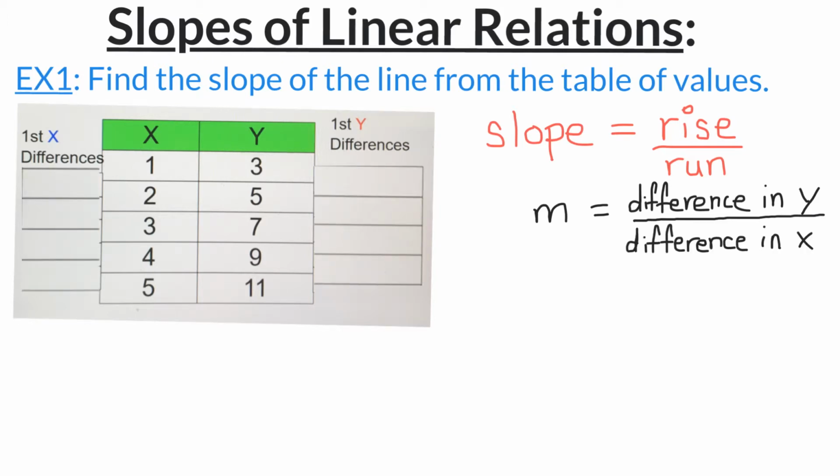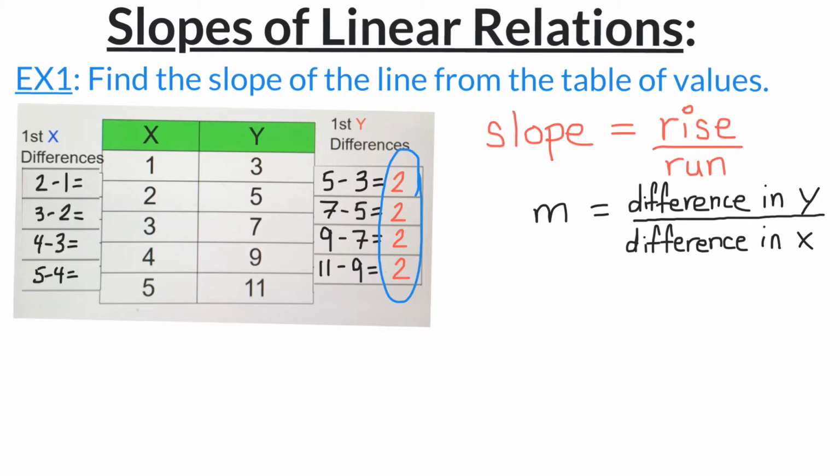Let's now find the differences of y. We start from bottom up. 11 take away 9. 9 take away 7. 7 take away 5. 5 take away 3. And you can realize that all our answers are 2. We can do the same to find the differences of x, but you can see that those numbers go up by 1. Now we plug in the numbers into our formula.